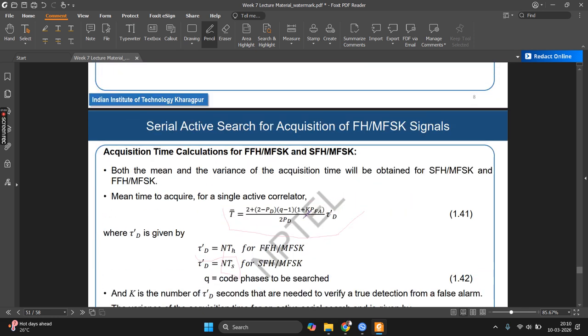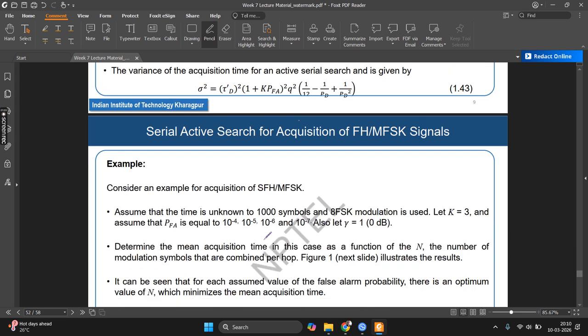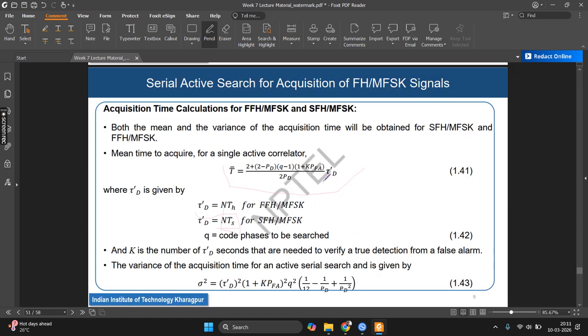And then you give the tau d dash. What is tau d dash? Tau d dash is here NTS. So because it is slow frequency hopping, it is N into TS. So what is N? N is the number of symbols, that is 1000, and TS is your symbol duration. TS is not known, so you will leave it like that, TS.